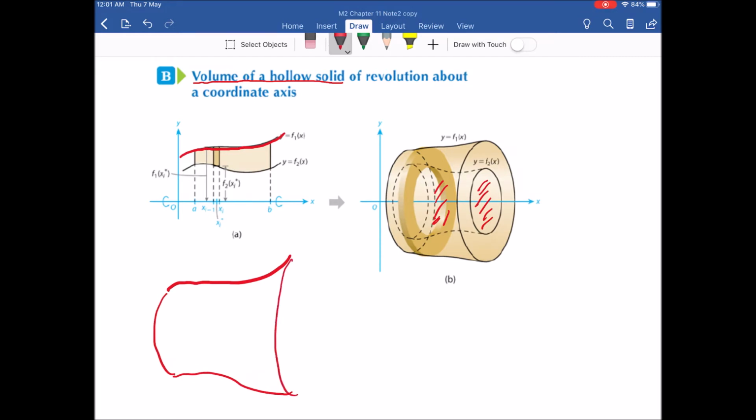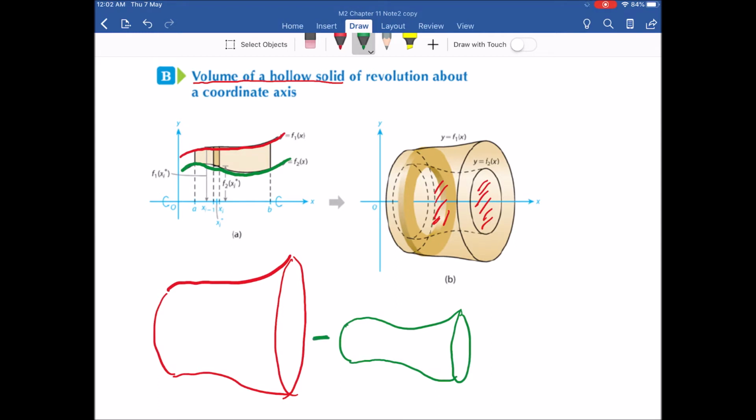The big one is something like this. And then you're going to subtract the small one. The small one, for example, is something like that. It is something like that, symmetric. So you're going to subtract.